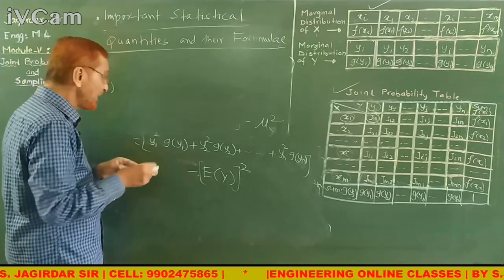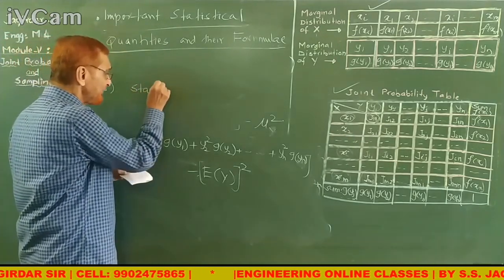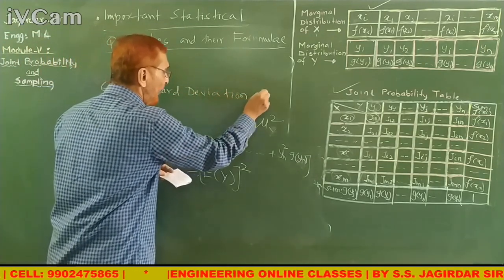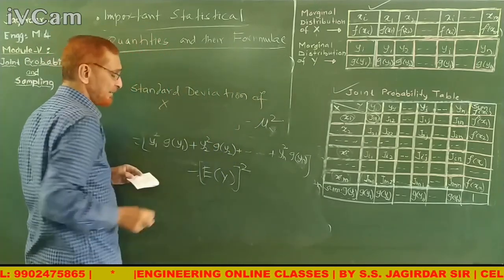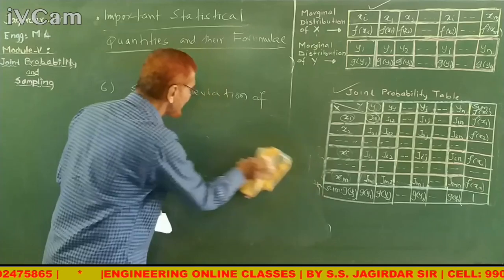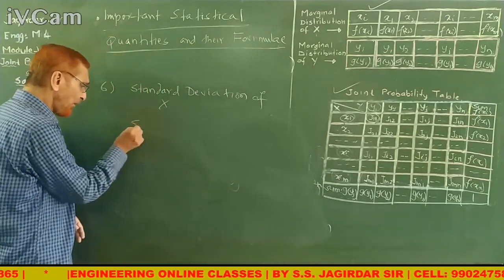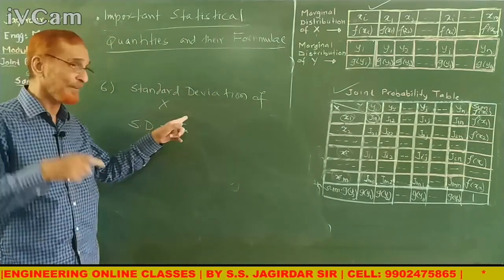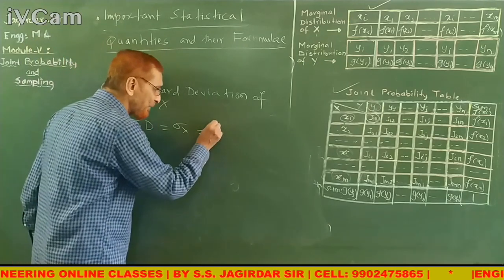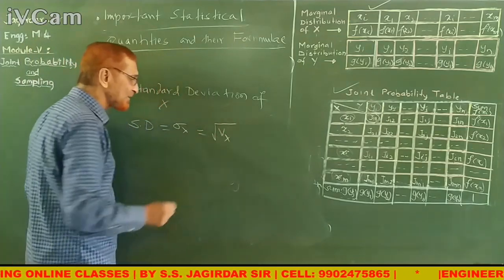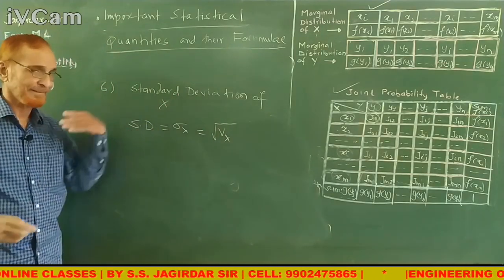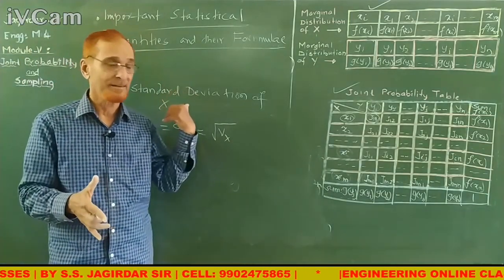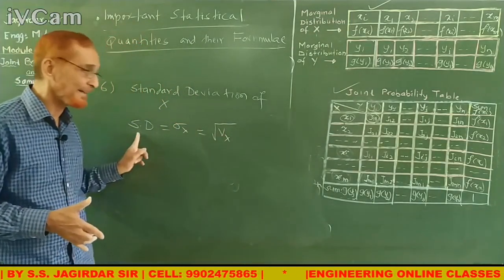That is the standard deviation of x. If you want the standard deviation of x, the symbol is SD or sigma x. Here square will not be called, because square means variance. So this is nothing but what you previously calculated as Vx; if you take its square root you will get the standard deviation of x. This is very simple. Standard deviation is nothing but the square root of the variance.